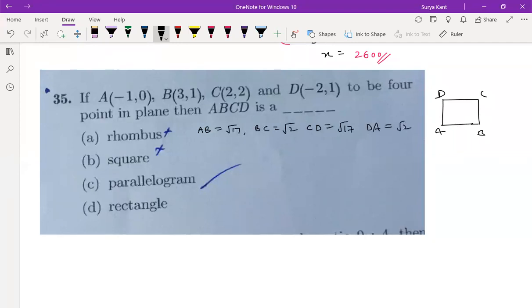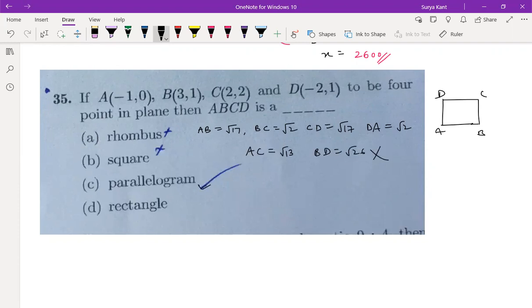AD is 1, 1, root 2. So if you find AC, what will come? AC is 3 squared, 9, plus 9, and 4, root 13. And what about BD? BD is 5 squared, 25, plus 1, 26. So this is not a rectangle. It's a parallelogram, right? Opposite sides are equal, so parallelogram.